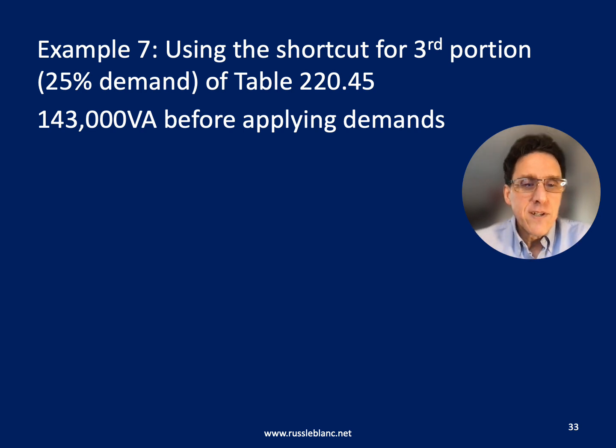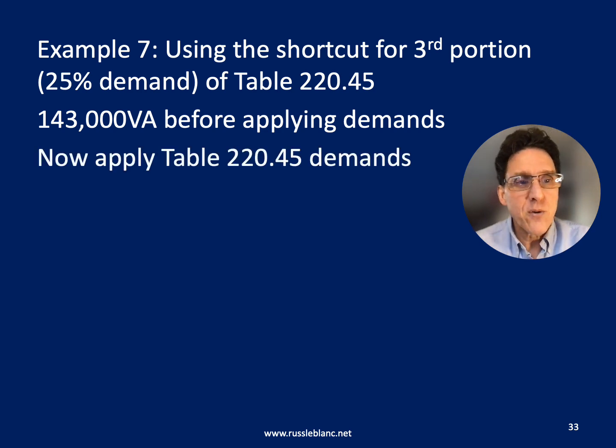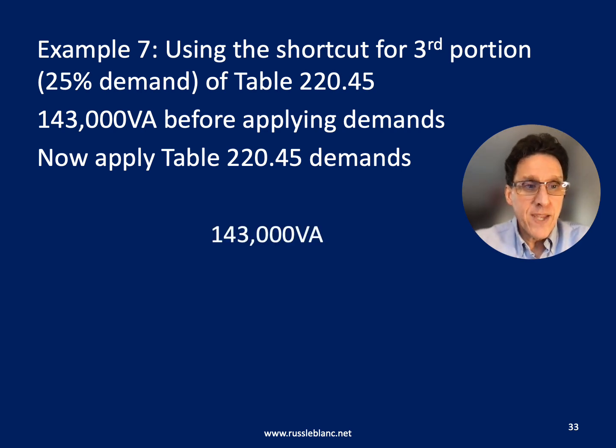In this example, you give this a try. Just use the shortcut method that I just showed you. Before we apply the table demands, it's 143,000 volt amps, right? So now apply those table demands. There's the number, 143,000 volt amps, before applying the demands from the table. So try that shortcut method that I showed you. Give that a shot and see what you come up with. If you want to pause the video here, you can do that. And when you're done, you can come back and restart, and I'll give you the answer.